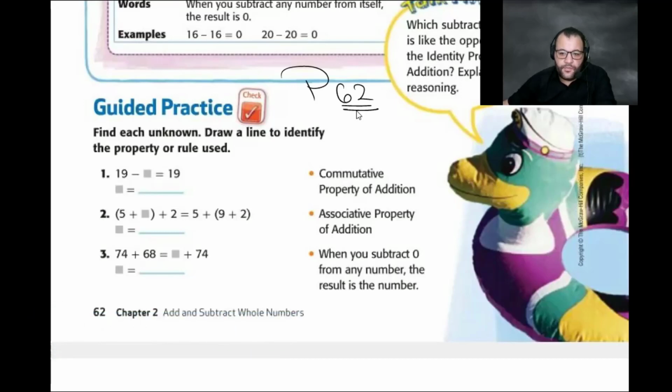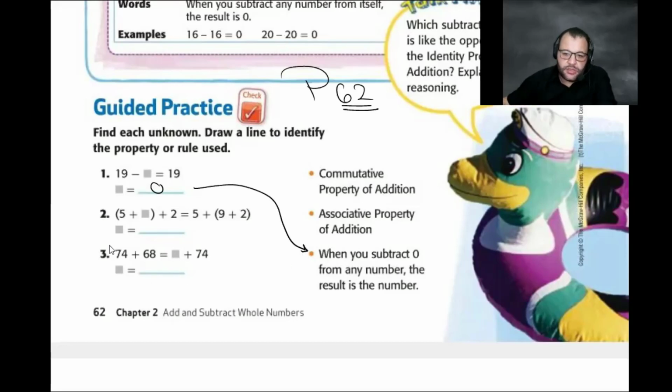Okay. Muhammad Zakwan, can you solve question number 1 with me? Yes. Okay, number 1. We have 19 minus a number is equal to 19. 19 minus 0. So this variable is equal to 0. What is the name of this property? When you subtract 0 from any number, the result is the same number.